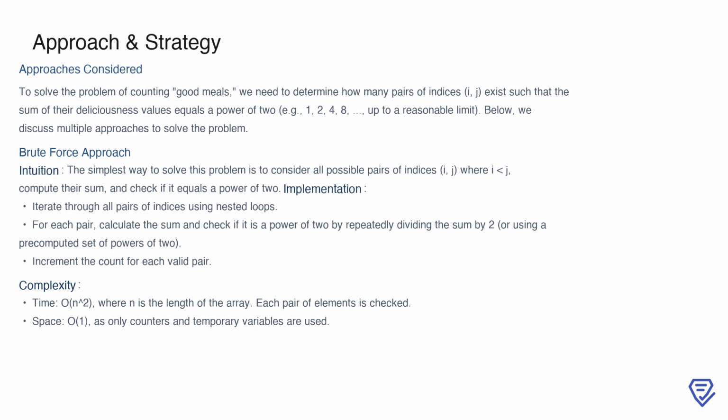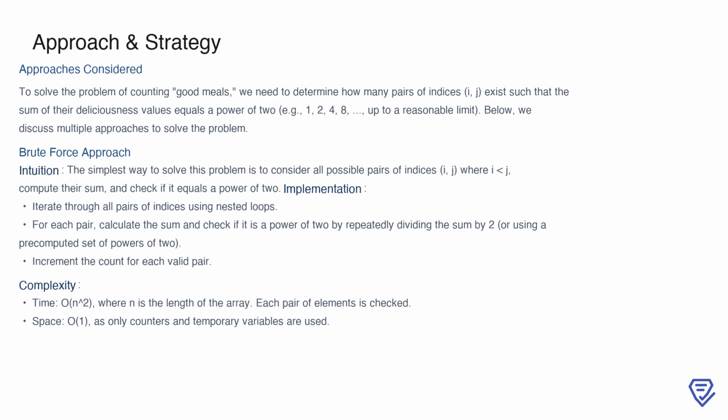To solve the problem of counting good meals, we need to identify pairs of indices where the sum of their deliciousness values equals a power of 2, such as 1, 2, 4, 8, and so on. One straightforward approach is the brute force method. Here, we iterate through every possible pair of indices, calculate their sum, and check if it equals a power of 2. For this check, we can either repeatedly divide the sum by 2 or use a pre-computed set of valid powers of 2. If the condition is satisfied, we increment the count of valid pairs.